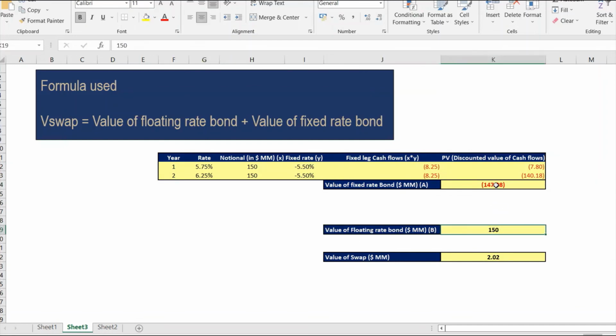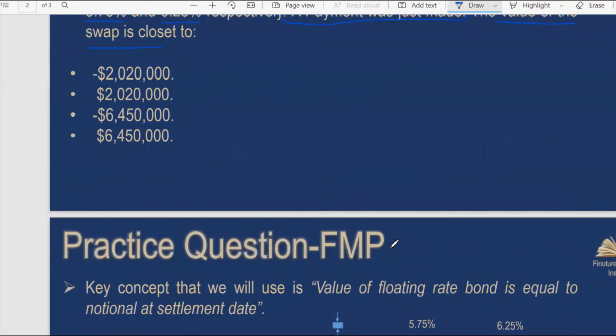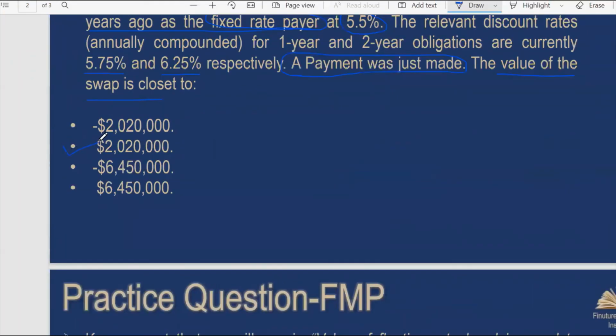So netting of these two would be 150, and this would be the fixed rate PV, which is negative because we'll be paying this. So netting of these two would be 102. So according to this, the answer would be B. So the correct answer is positive 2 million approximately.